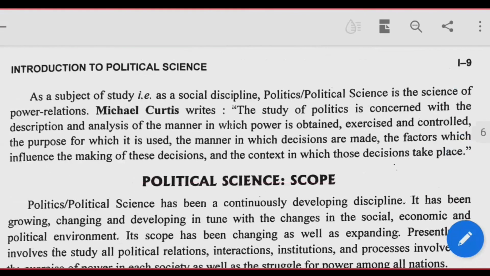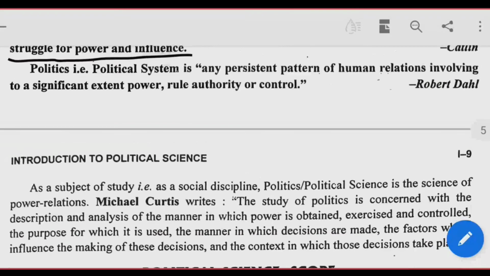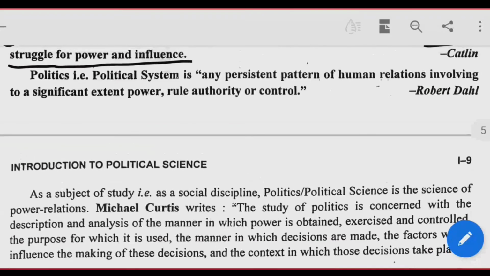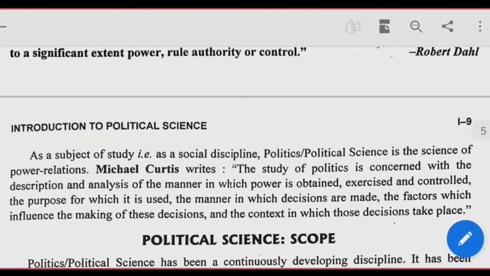So this is all about political science, the traditional view and the modern view of political science. This is the concept all about political science. Hope you all have understood it. In the second part of this video, we'll discuss the scope of political science. Within the scope of political science, we'll study the various dimensions of political science.